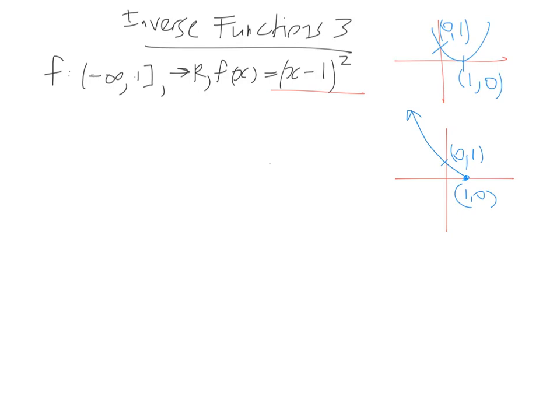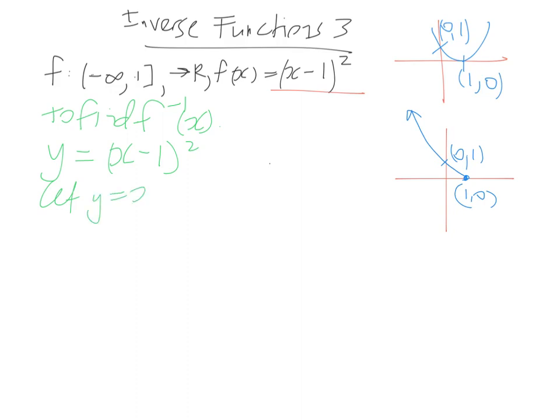So our inverse function. To find that, we change colours, and I'm going to say to find f negative 1 of x, we'll say y equals x minus 1 all squared. Let y equal x, because we swap them over, so we have x equals y minus 1 all squared. And then we're going to solve for y.